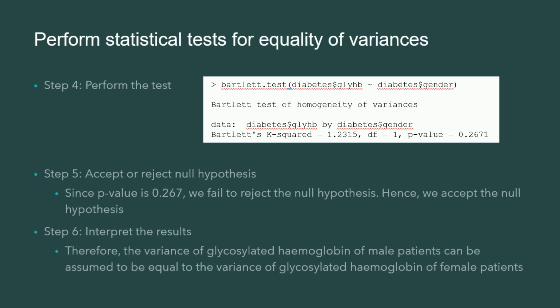Step 5. Accept or reject null hypothesis. Since there is a 26.7% chance, which is higher than the alpha of 5%, that the null hypothesis is true, we fail to reject the null hypothesis. Hence, we accept the null hypothesis. Step 6. Interpret the results. Therefore, the variance of glycosylated hemoglobin of male patients can be assumed to be equal to the variance of glycosylated hemoglobin of female patients. And this is how we can test whether two variances can be assumed equal.